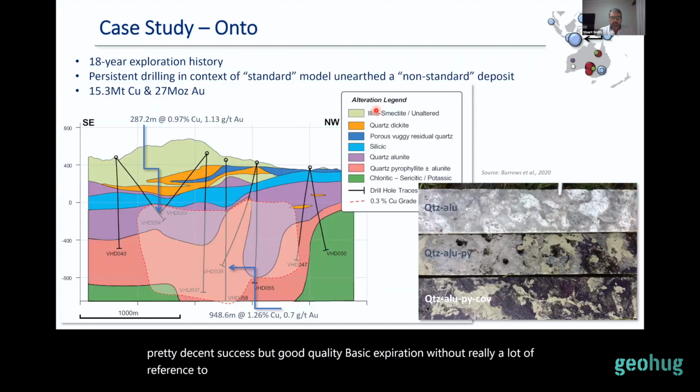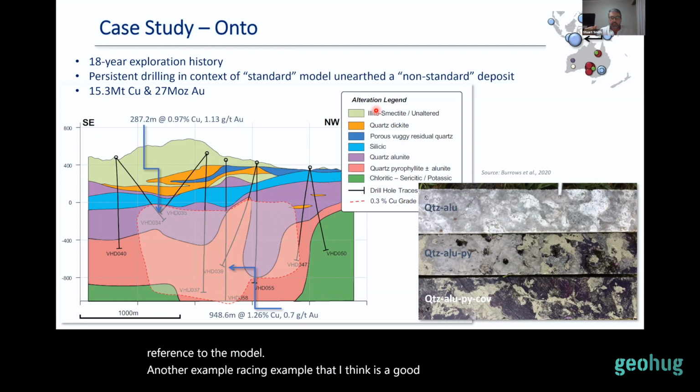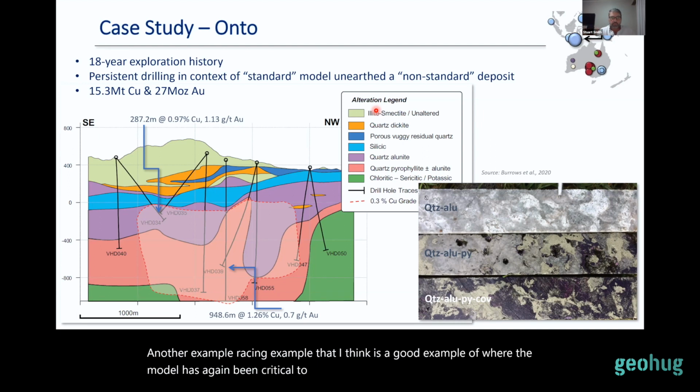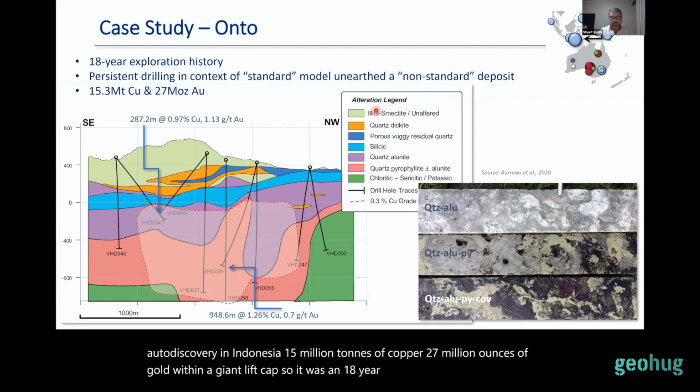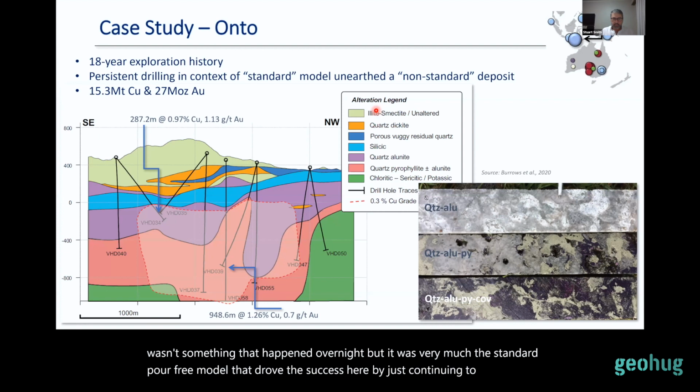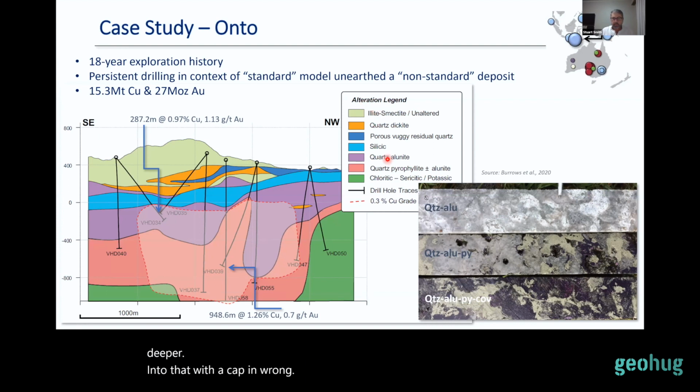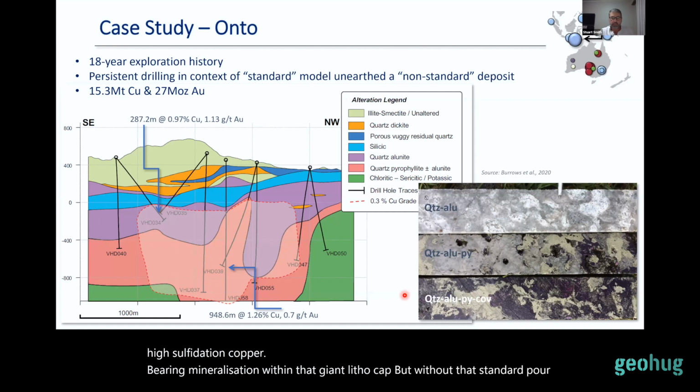Another recent example that I think is a good example of where the model has again been critical to the exploration success would be the enormous Onto discovery in Indonesia, 15 million tonnes of copper, 27 million ounces of gold within a giant lithocap. There's an 18-year exploration history here, so it wasn't something that happened overnight, but it was very much the standard porphyry model that drove the success here, by just continuing to drill deeper into that lithocap environment to the point where they found unconventional mineralisation: covellite bearing, high sulfidation, copper bearing mineralisation within that giant lithocap. But without that standard porphyry model, they wouldn't have had the impetus to do that deeper drilling.